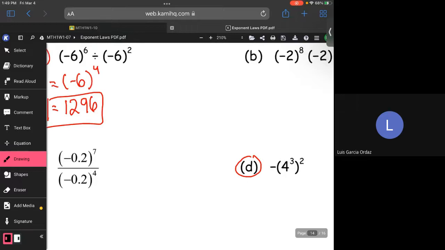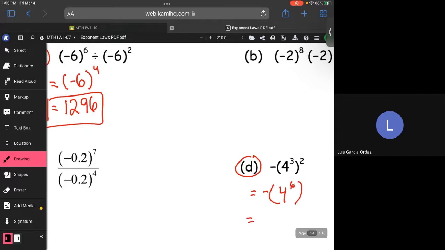So for D, I have negative 4 to the power of 3, to the power of 2. So how am I going to write this as a singular power? Pardon? Is it negative 4 to the power of 5? Oh, power to a power. What do we do? Maya? Negative 4 to the power of 6. Yep. Negative 4 to the power of 6.